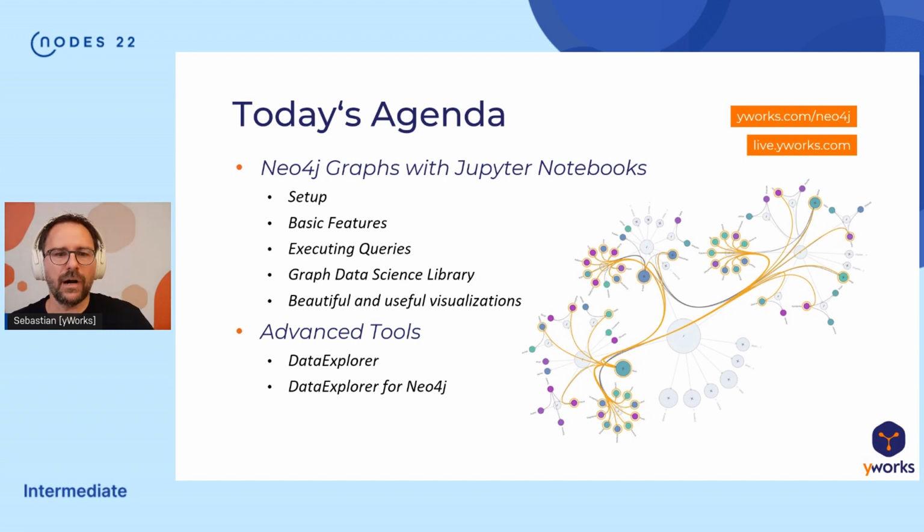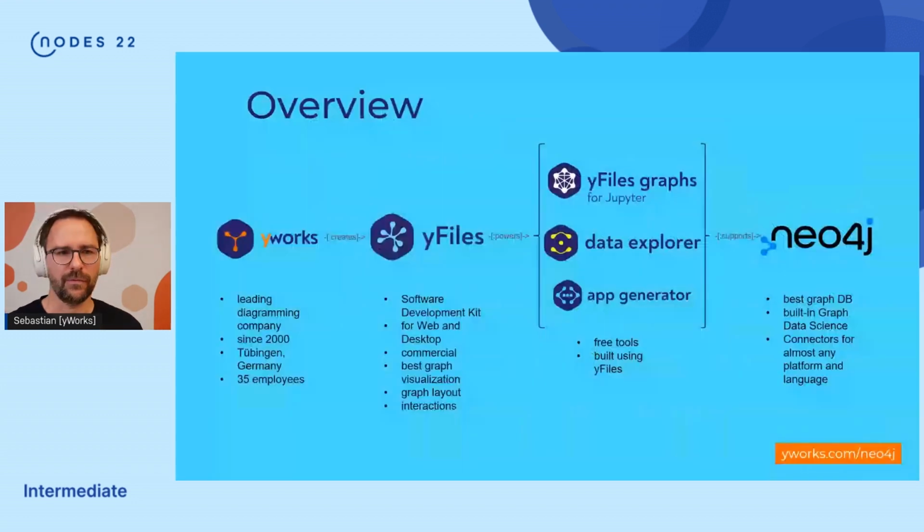For this, I'll show you how to set up Jupyter notebooks to connect to Neo4j, use Cypher to query the database contents, and use the Graph Data Science Library to optionally perform some analysis tasks. And we'll see how to create graph visualizations in Jupyter notebooks and labs. They won't just look beautiful, but we will also make sure to include the information in the visualization that we want to provide our users with.